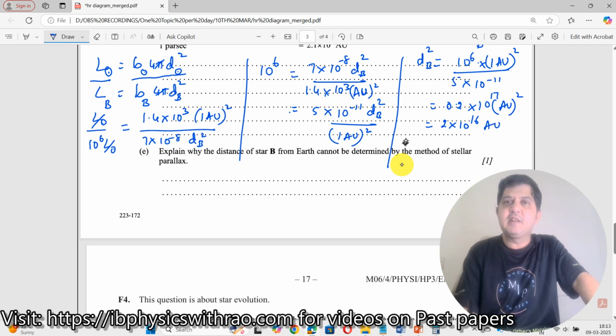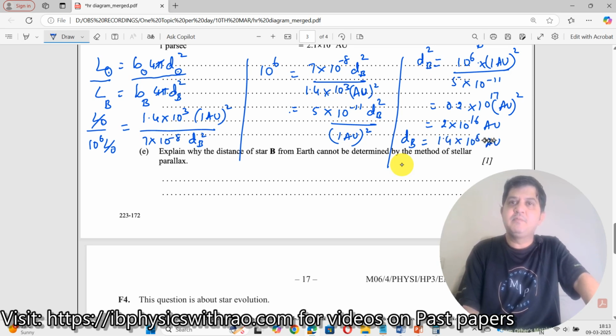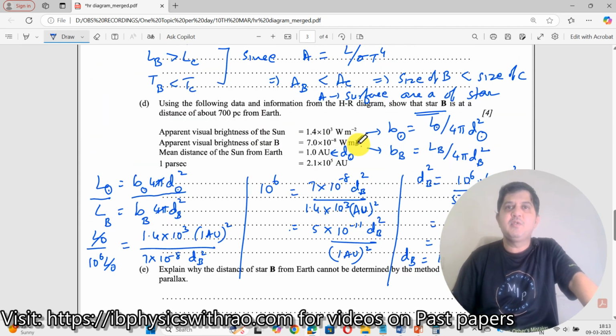What is this? dB square. I want to get the value of dB, which would be root 2. What is root 2? 1.4. 1.4 into 10 power 8 times AU. This is because this is AU square, right? The square goes away, I get this much. But now he is asking you to show that it is 700 parsecs. I need to complete it. So I need to express it in terms of parsecs.